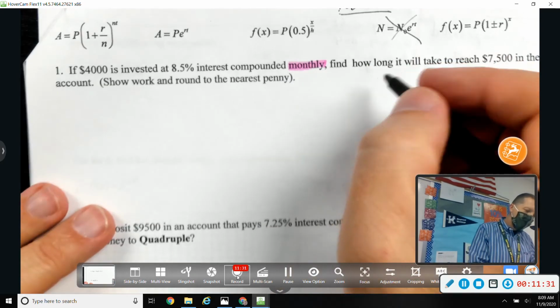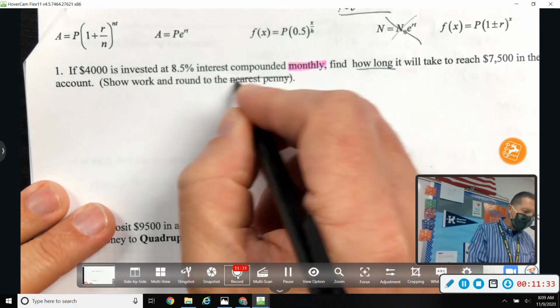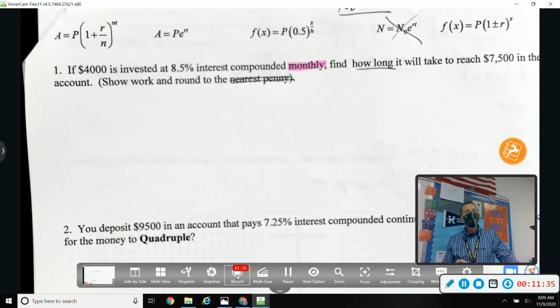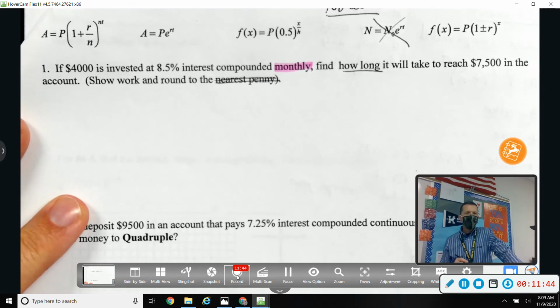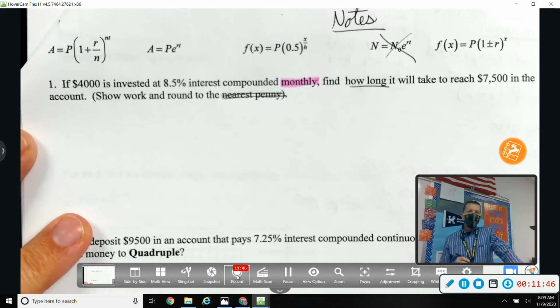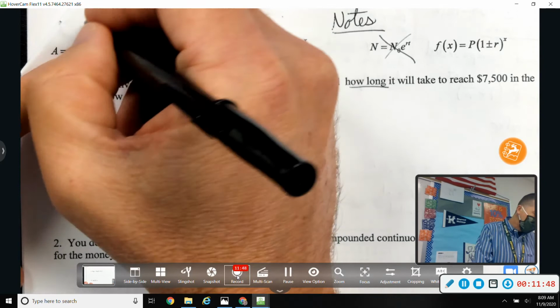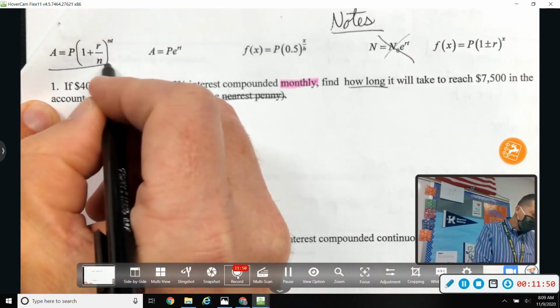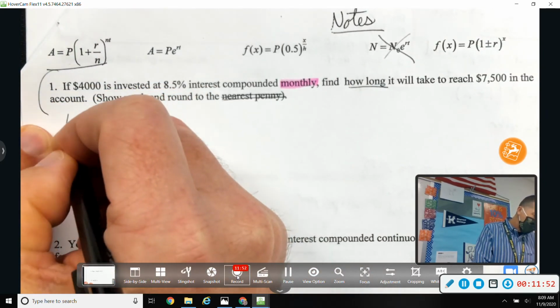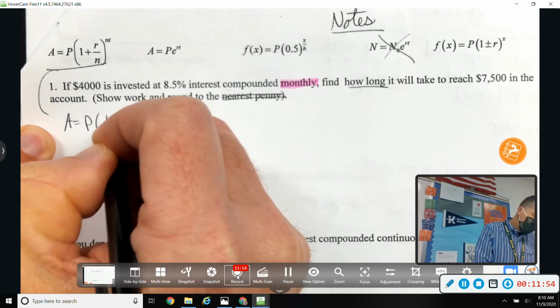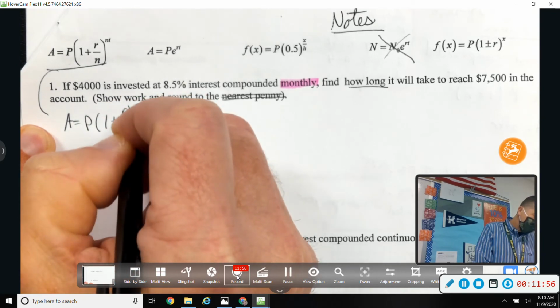Whoops. If we're asking how long, we're not rounding to the nearest penny, so that's a bad question. Right? How long does it take? 3 years rounded to the nearest penny. That doesn't make sense. Okay, so compounded not continuously is this first one. So A equals P, 1 plus R over N to the NT.